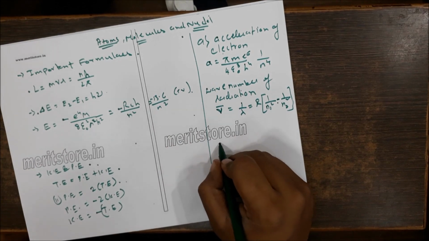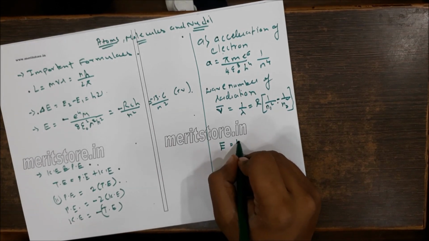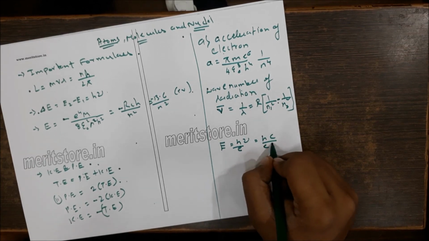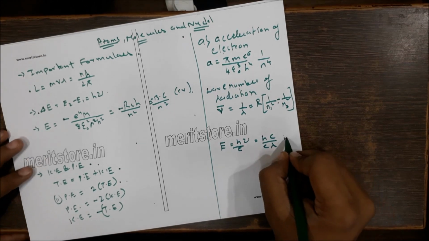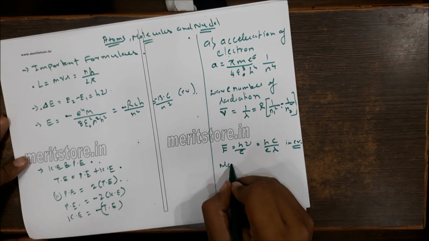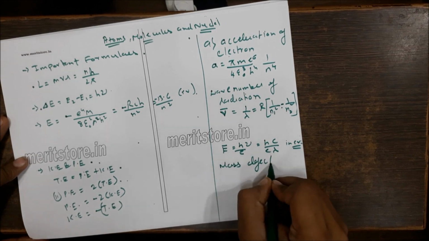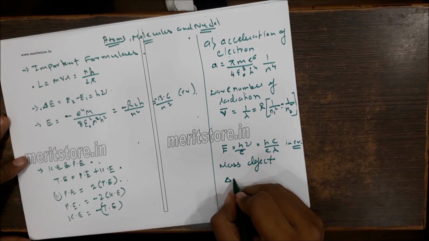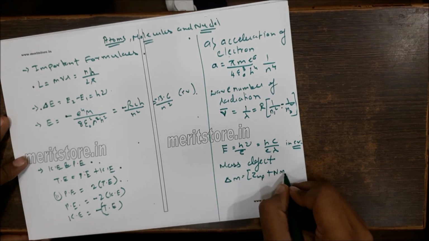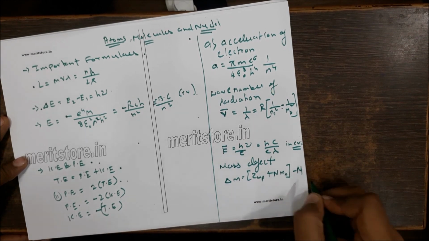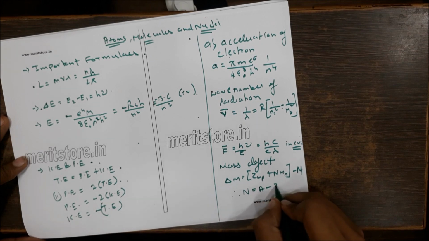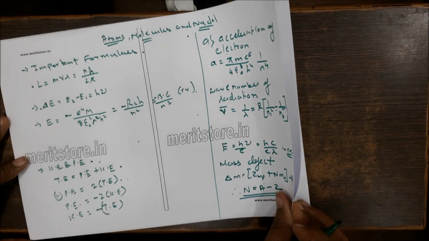The next is energy, E is equal to h nu, which is the energy of photons, hc upon lambda, in electron volts. Please remember mass defect. Delta m is equal to Z mp plus N into mn minus M, and your N is equal to A minus Z.